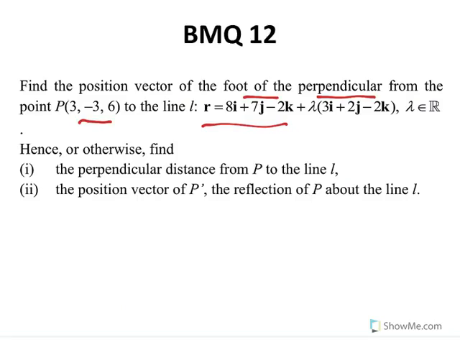So with that, let's come to this question. We have BMQ question 12. We have the position vector of the foot of perpendicular from point P (3, -3, 6) to the line (8, 7, -2) plus lambda (3, 2, -2). From here, we need to find the perpendicular distance. We need to first find the position vector.